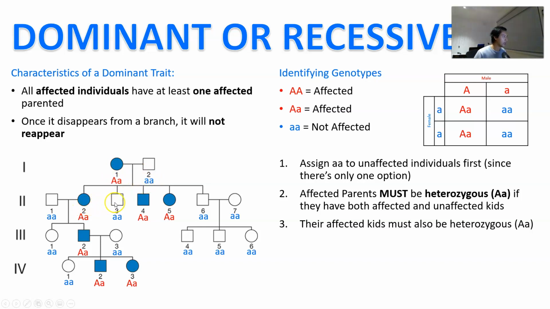And you can see here, as a result of that, these individuals all must have capital A, lowercase a. Now, you can also figure out this individual here and this individual here. Why? Because mom and dad don't have two capital A's, there's no way any of the kids can have two capital A's, right? It's just not possible, right?